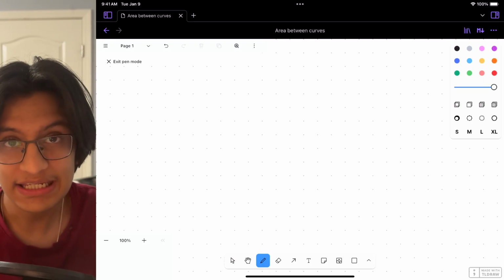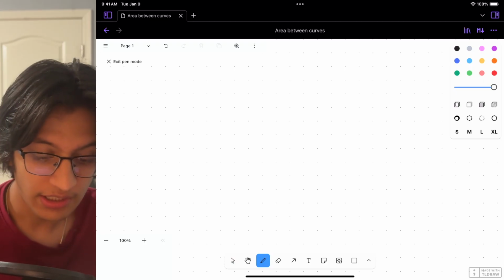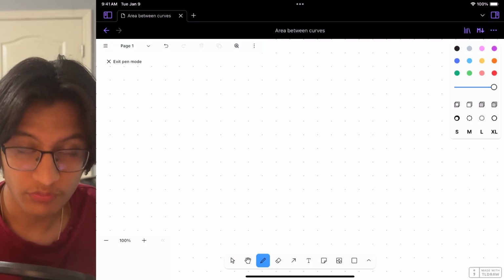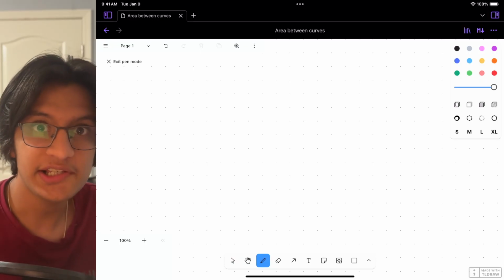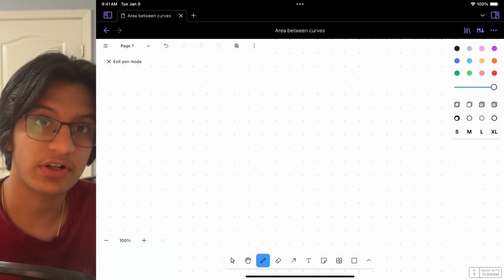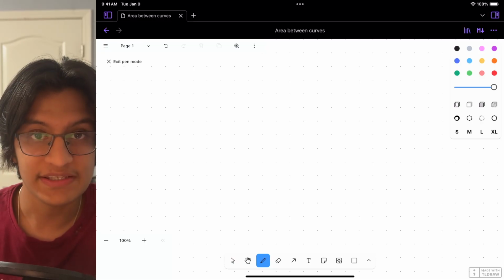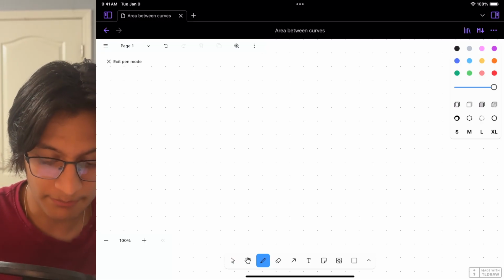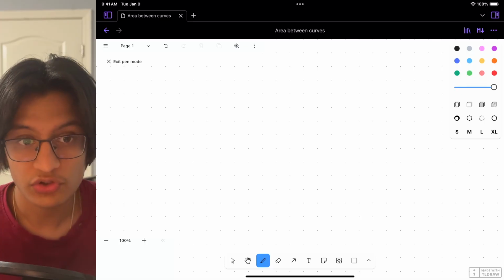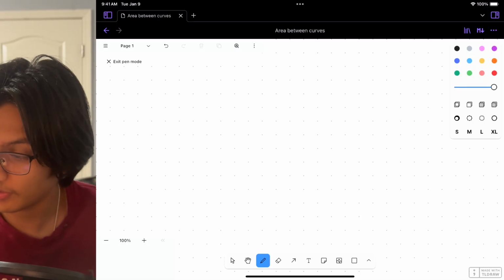So today we will be discussing area between curves. All right, so we're going to be talking about applications of integration. So let's start off with areas between curves.